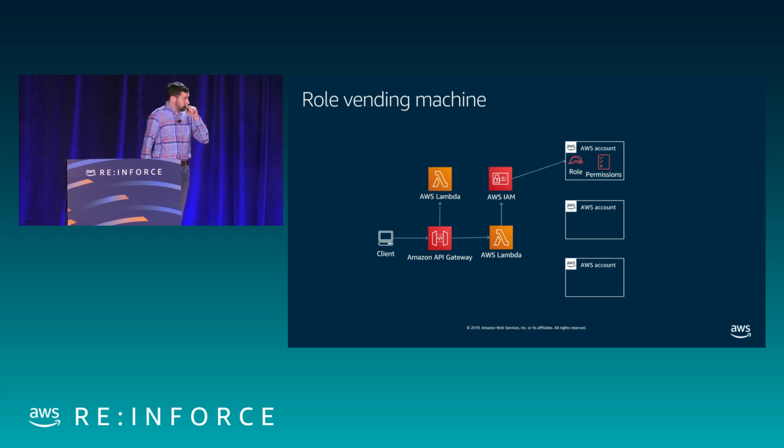And this is what a role vending machine looks like for Comcast. So you can imagine you have a client, they authenticate to an API gateway through some sort of custom authorizer in Lambda, which applies some sort of business logic that looks at your attributes and says, do you have access to the account you're trying to vend a role in? What kinds of roles can you create? Once it makes that enforcement decision, you have another Lambda function which calls the IAM service, creates a role, attaches some sort of permissions to it, and you're off to the races, right?